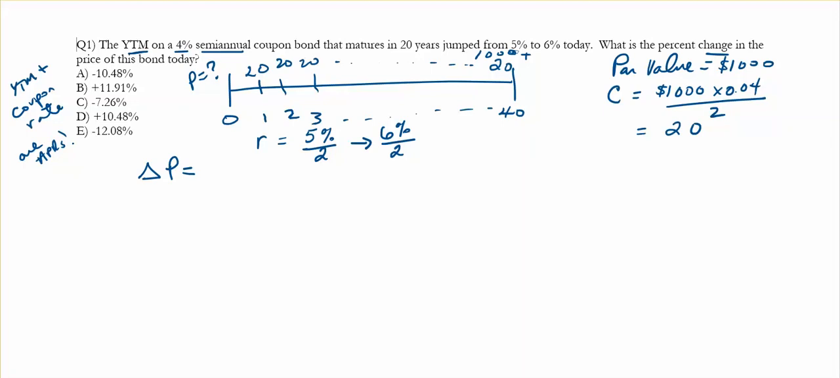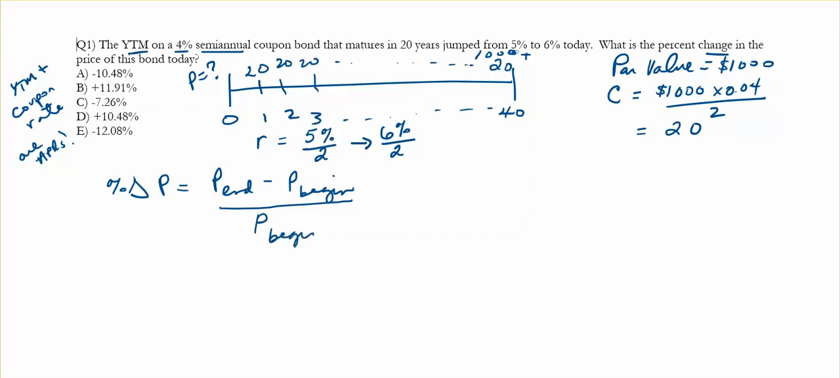The formula for a percent change in the price is the price at the end minus the price at the begin. So begin I'll define as when the interest rate was 5%, over the price at the beginning. Remember, it's the change from after the effect minus before the effect, divided by the price before the effect. So that's the setup. Let's get to work with finding the price under both interest rates.